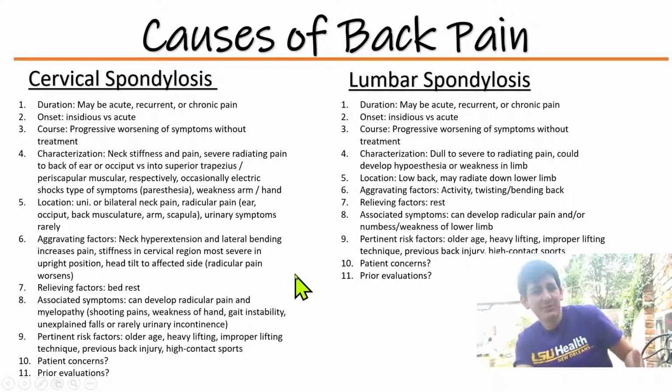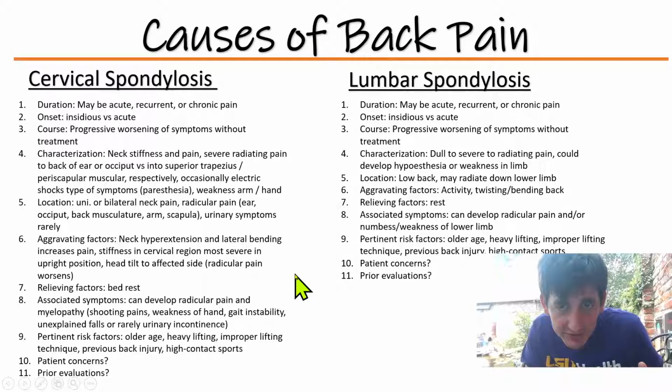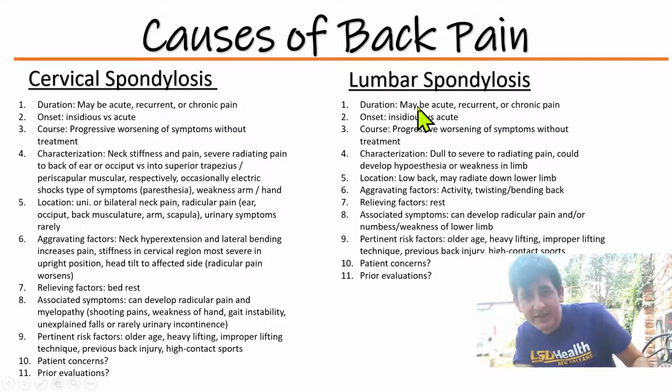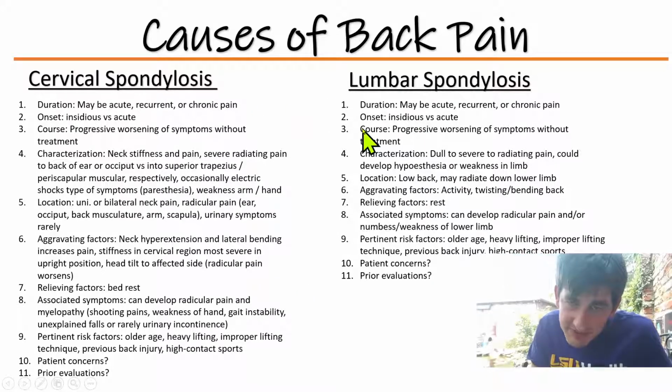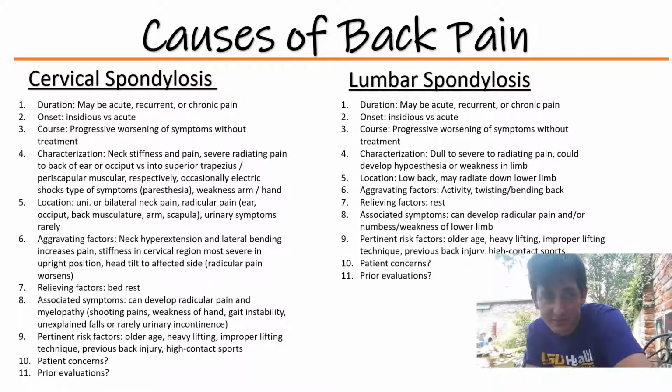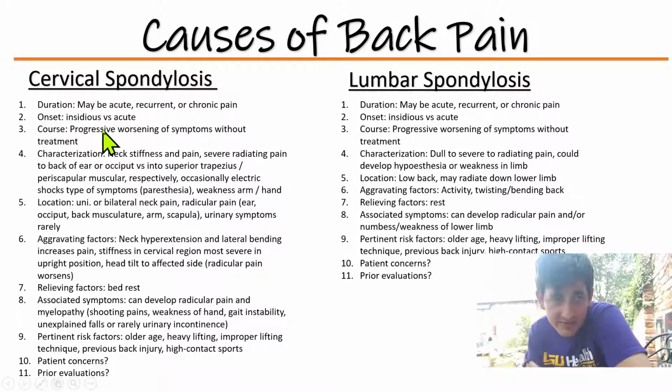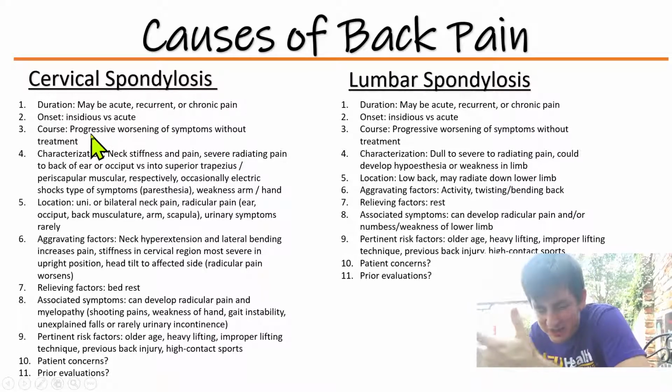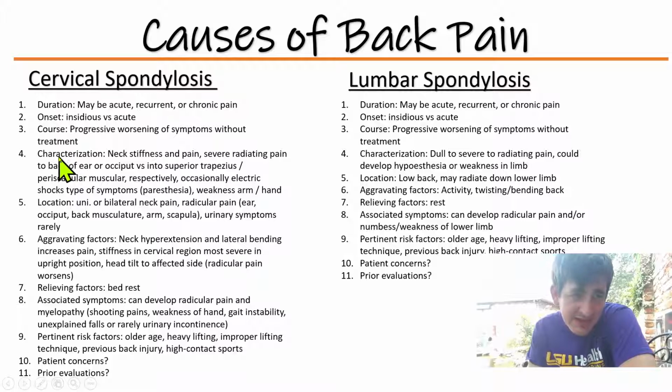When we have a patient here, we want to ask duration. How long has this been going on? So with both of these conditions, cervical and lumbar, it can be acute, recurrent, or chronic pain. The onset can be insidious, slowly progressive, or acute onset. The course of symptoms, usually, I think they will worsen without treatment over time. The degeneration will get worse usually.